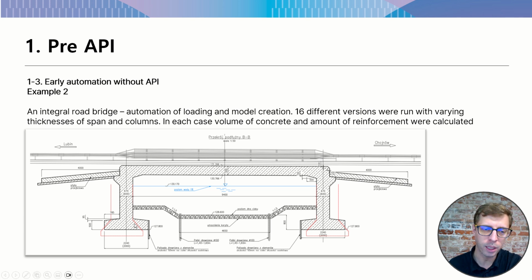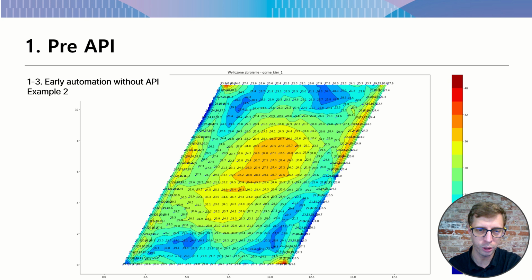Very easy then to calculate the estimated amount of rebar and the amount of concrete, apply the cost to each unit value, and then calculate with each thickness what the cost of building the bridge would be. And then it was very easy to find an optimal solution for the contractor.